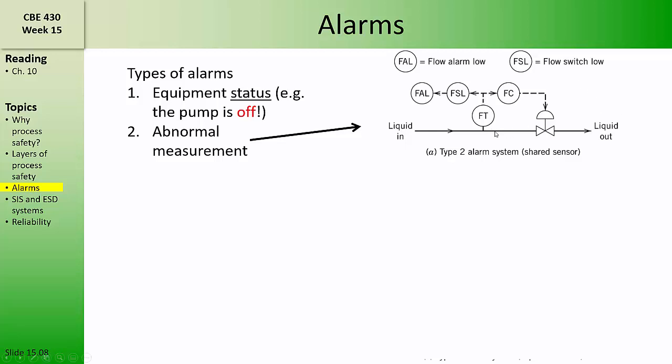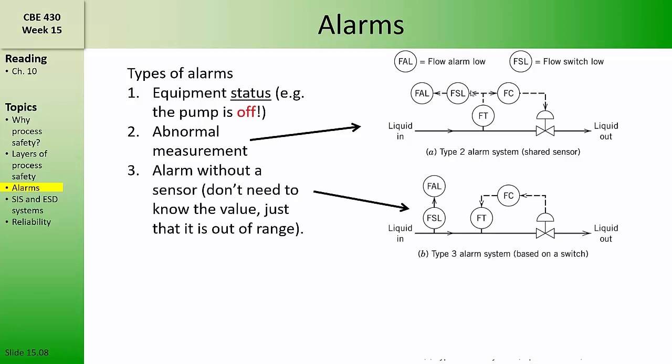In this case, there's a flow control loop with a flow level switch. When the measured flow rate falls below a particular level, the flow alarm low is actuated. While it is often convenient to couple abnormal measurement alarms to the sensors in the basic process control system, sometimes an alarm has its own independent sensor or switch that actuates it.